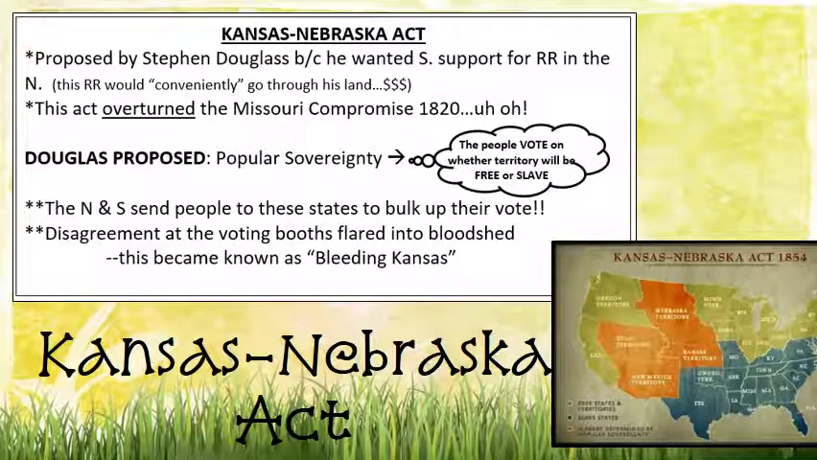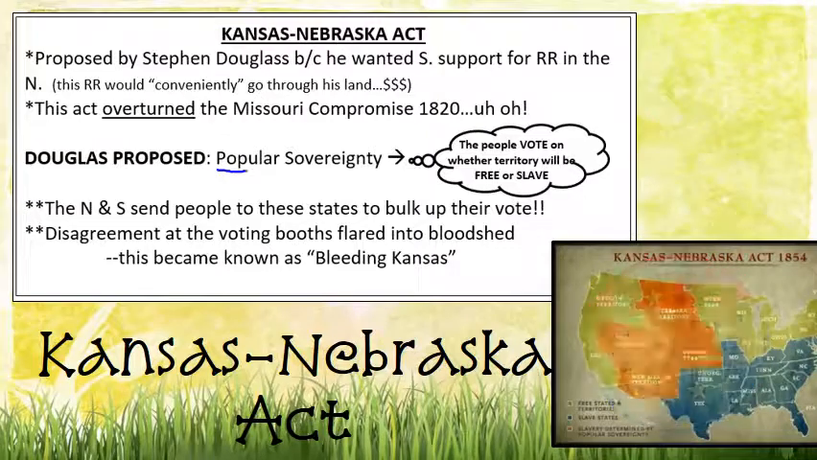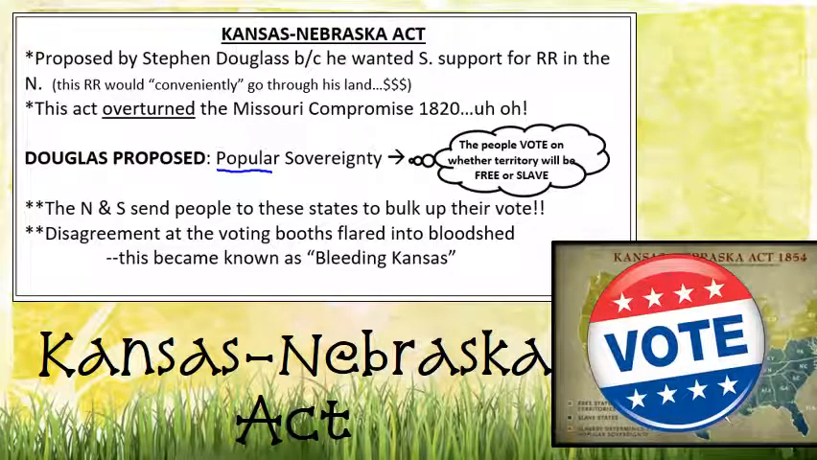What Douglas proposes is that we allow popular sovereignty. Now remember, popular sovereignty was one of our 7 principles of the Constitution. Popular meaning like, oh my gosh, I'm so popular. Okay, this means people. It has to do with people. And then to reign means to rule over. So the people rule. So when the people rule, they are going to be the ones that vote on whether the territory will be free or slave in the Kansas-Nebraska area.